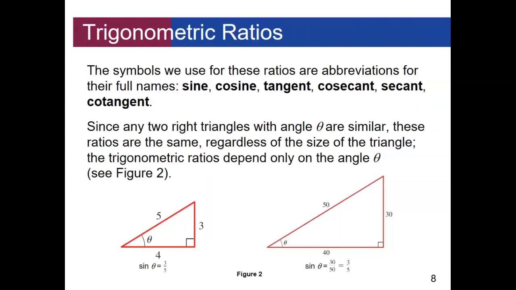Okay, so if we set these up using the angle theta, it really doesn't matter about the size of the triangle, because my trig functions are always the ratio of the sides. So I could have a smaller triangle that had the ratio of 3 over 5 for sine, or I could have a bigger triangle that had 30 over 50, which is also 3 over 5. So it's the angle that's important, that's going to give me the trig function, not the length of these sides.